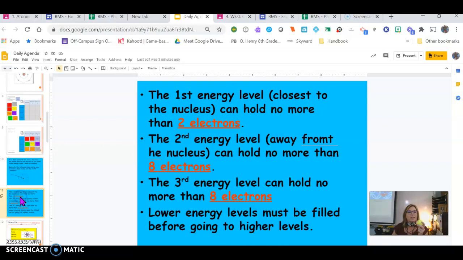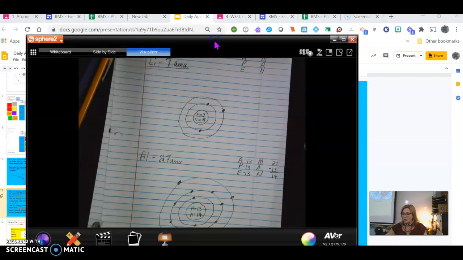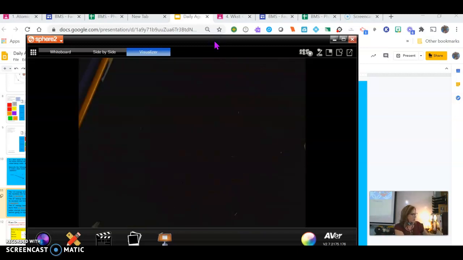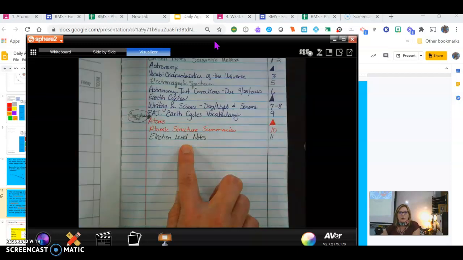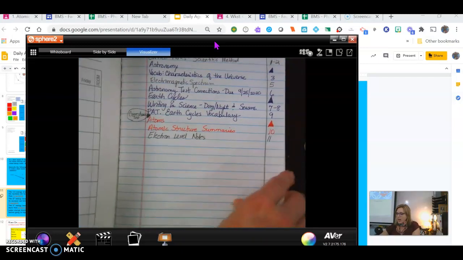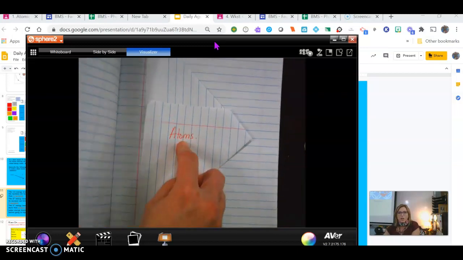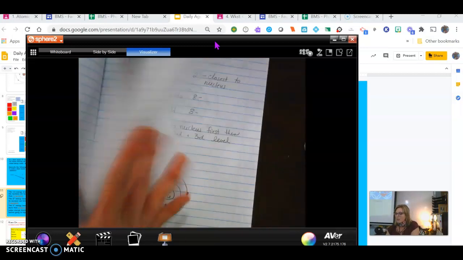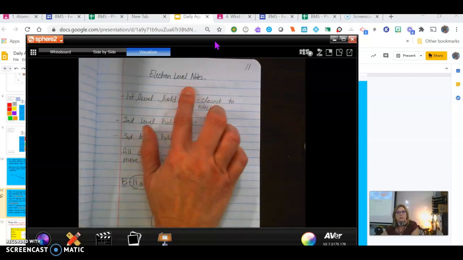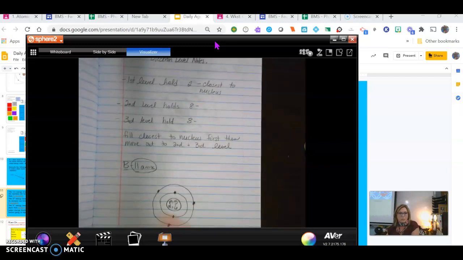So I would like you right now to get out your journal. And in your journal, we're going to add to our table of contents electron level notes for your next page. After we've already done our atoms, you should have taken pictures of your atomic structure summaries and sent them to me. The next page is going to be electron level notes, and you are going to do some notes and some drawings in here as we go through. So I'm going to hit pause for you to get that set up.